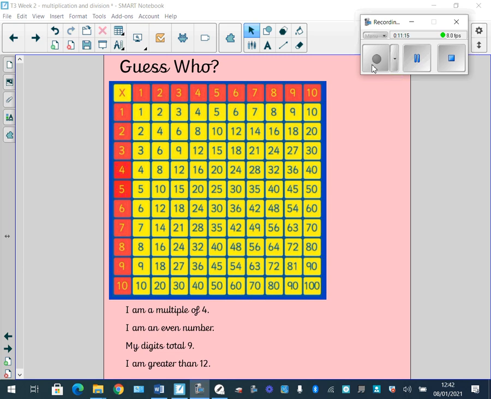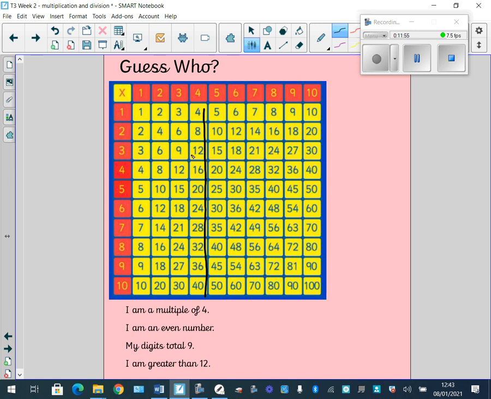Okay, next we're going to use the multiplication grid to solve a riddle. So, here are my clues. I am a multiple of 4. So, to solve this, I'm going to be thinking about the numbers which are in the 4 times table. Okay, it's going to be one of these numbers. It says, I am an even number. Now, luckily, all the numbers in the 4 times table are even. Next clue, my digits total 9. So if I add up the 2 digits together, they'll equal 9.